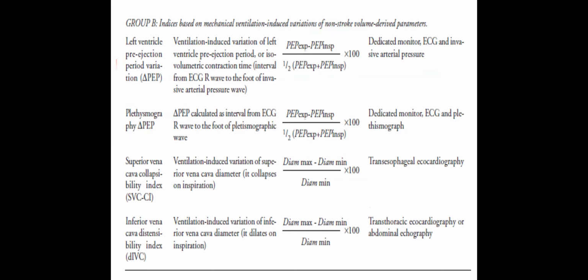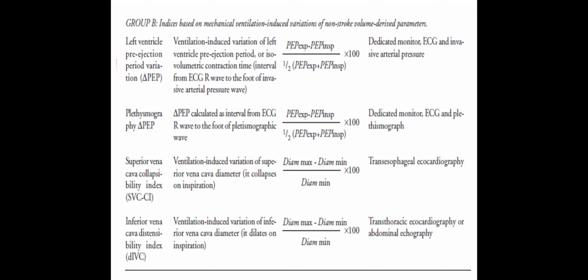First in the series of this Group B indices is left ventricle pre-ejection period variation. And let's understand what this is. This is nothing but the isovolumetric contraction time of the left ventricle. The interval from the ECG R wave to the foot of the invasive arterial pressure wave is calculated, and then offline analysis is done, and it gives us the variation in the isovolumetric contraction time induced by mechanical ventilation. So PEP expiration minus PEP inspiration divided by the mean value multiplied by 100. Well, we need a dedicated monitor, ECG and invasive arterial pressure to deduce all this.